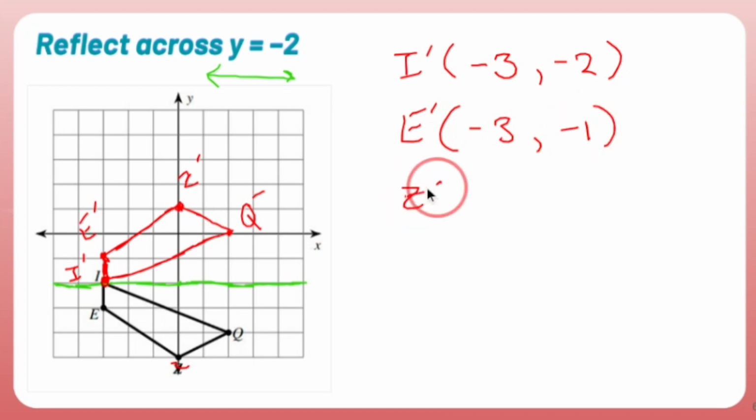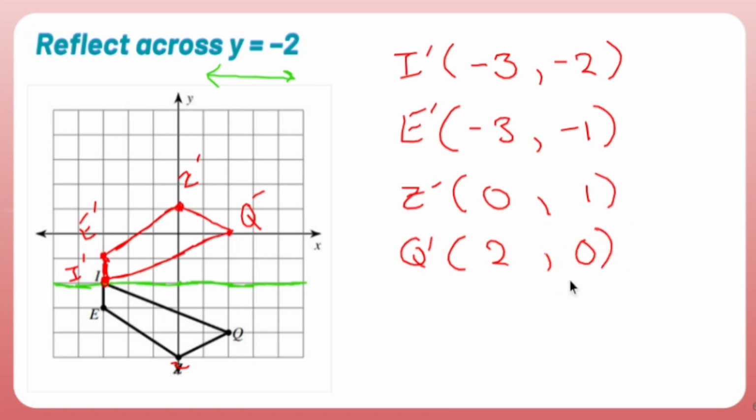Z prime is going to be start at the origin, go nowhere left or right, and up 1. So Z prime is nowhere left or right, up 1. So 0, +1. And Q prime has me starting at the origin and going right 1, 2. Don't move up or down, stays glued to the x-axis. So that's how you reflect across a specific axis. In this case, y equals -2 has me take the x-axis, shifting it down 2, but I still see my beautiful little reflection right there. Looks good. I'm sticking with it.